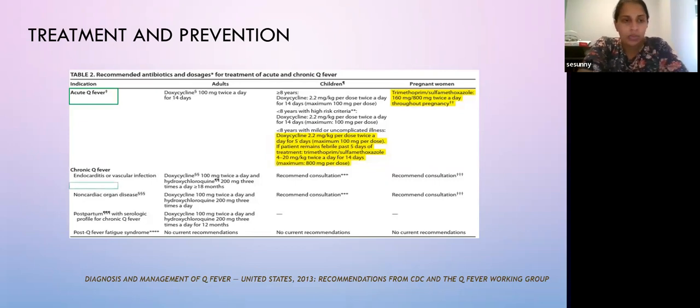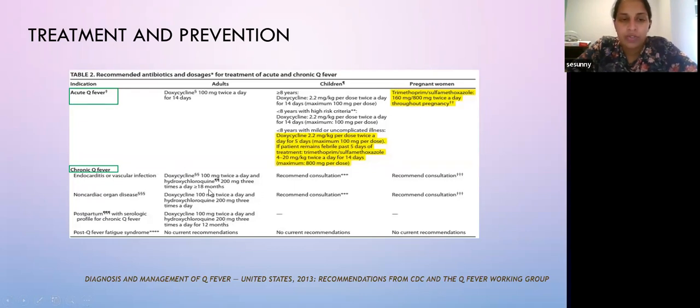With regards to chronic Q fever, you have endocarditis or vascular infection, where it's advocated to use dual therapy in the form of doxycycline and hydroxychloroquine. The duration of treatment is very long, so it's more than 18 months and can go up to 3 years. In terms of non-cardiac organ disease, same applies. And postpartum patients with serological profiles consistent with chronic Q fever, again, will be treated with dual therapy for up to a year, and can go up depending on their serological response.